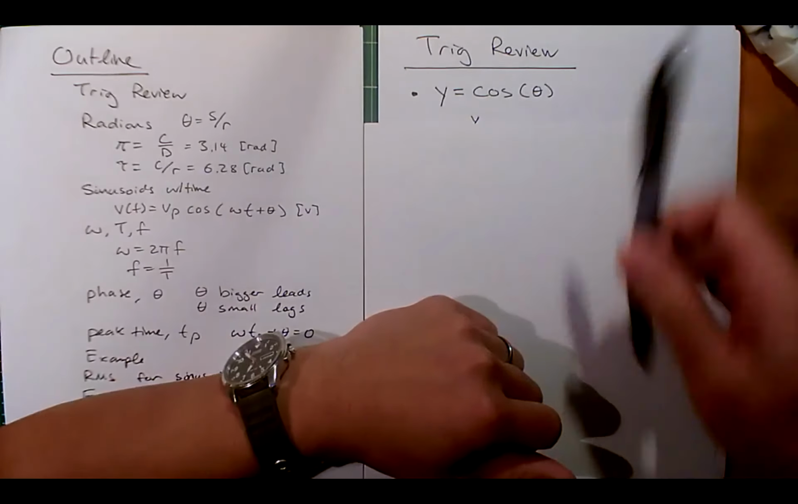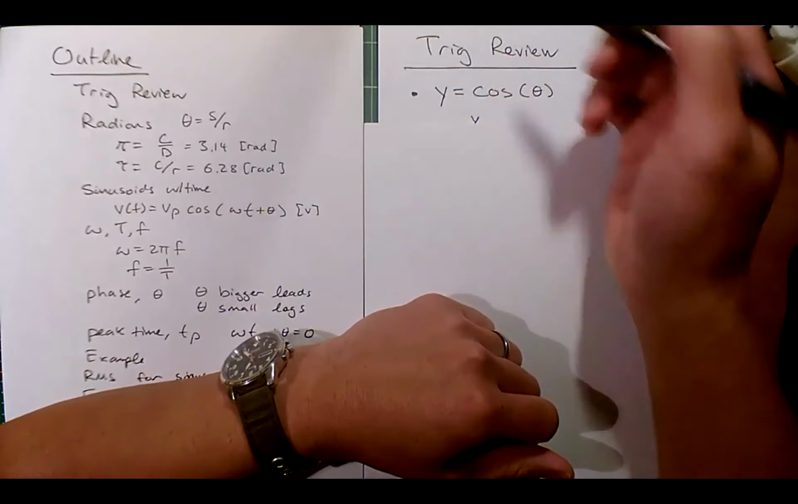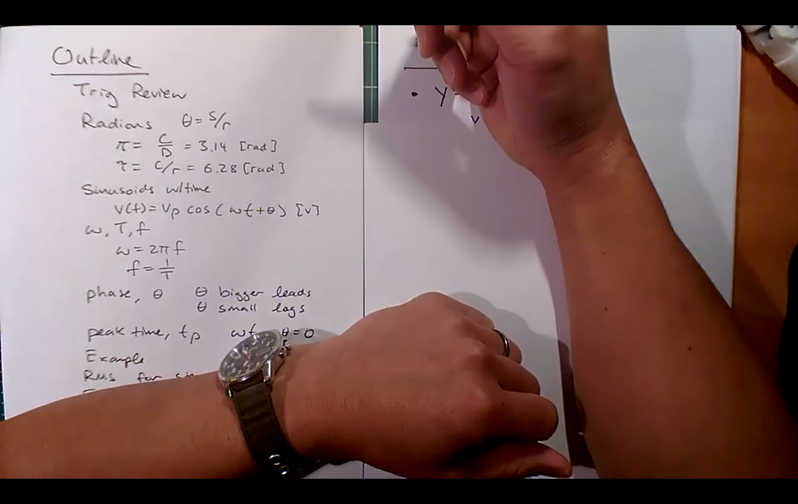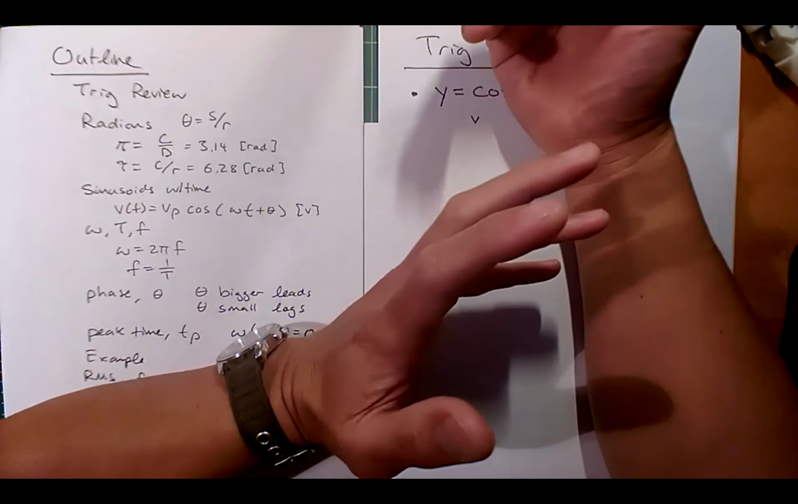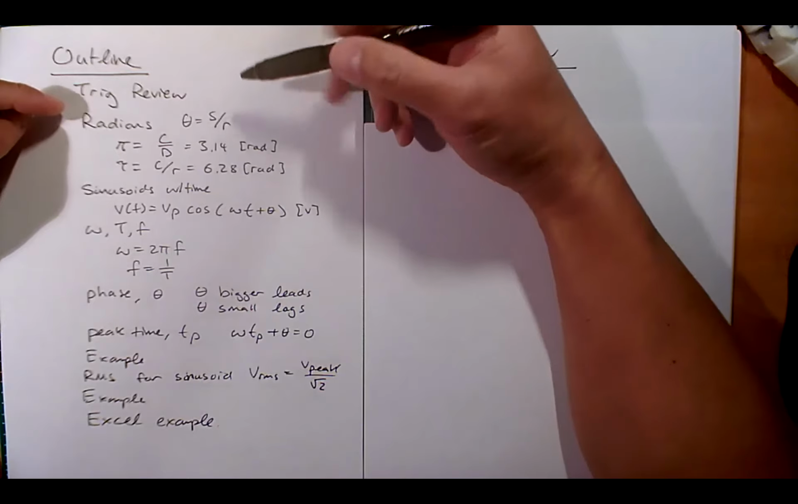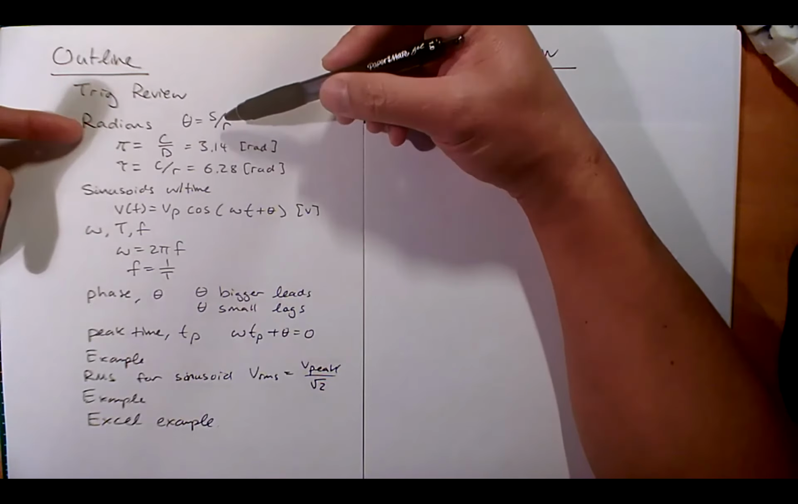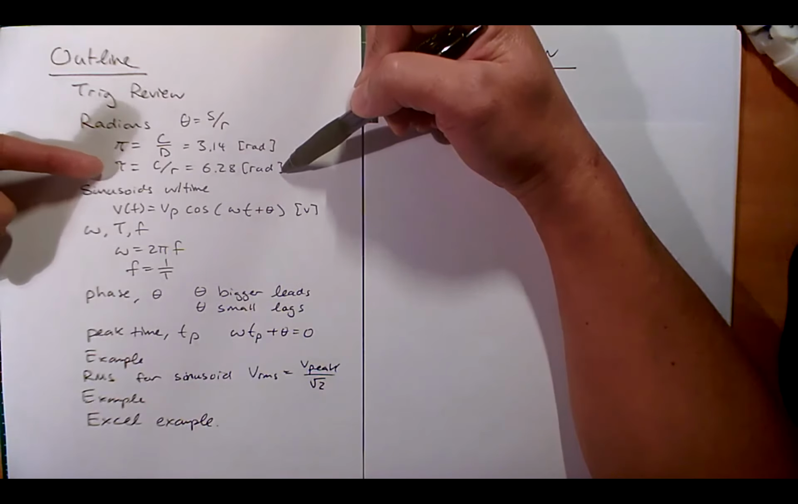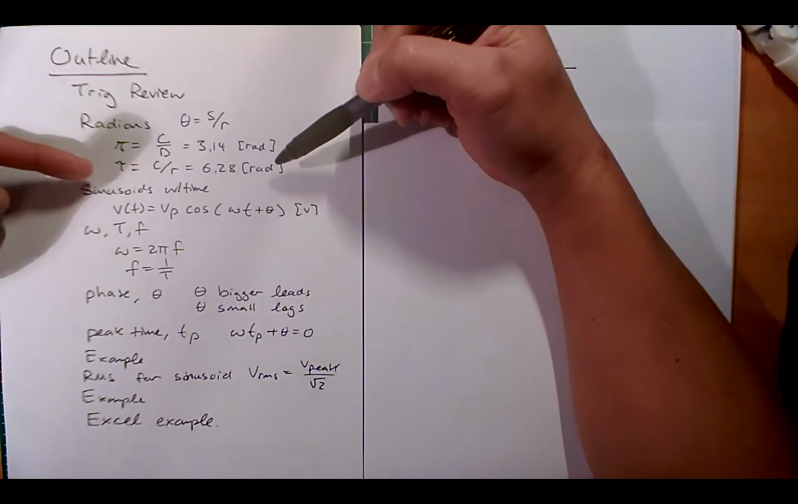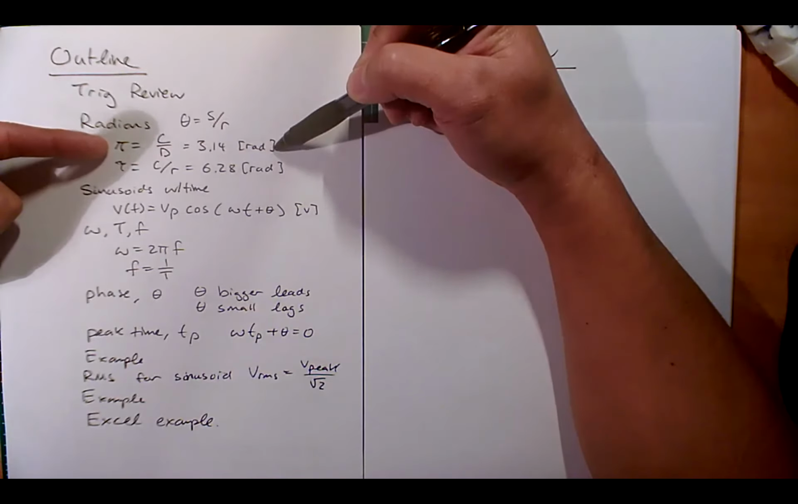Hi, this is ET250 Lecture 15, and today we're going to start our discussion on AC. Before we start talking about AC, we need to review our trigonometry. In that review, we're going to talk about radians, cosines, sines. I have this other variable called tau that I'll introduce. You might not have heard of it, not torque, but kind of a replacement for pi.